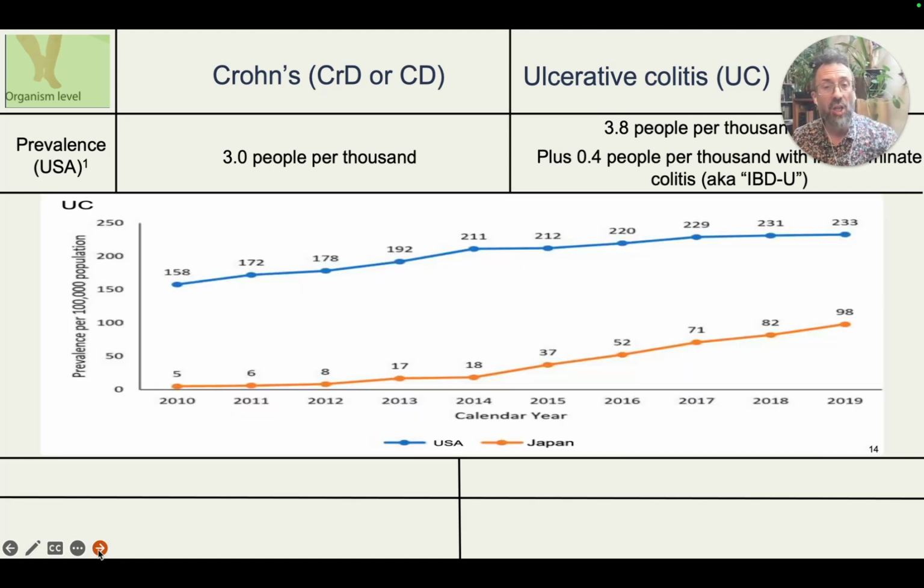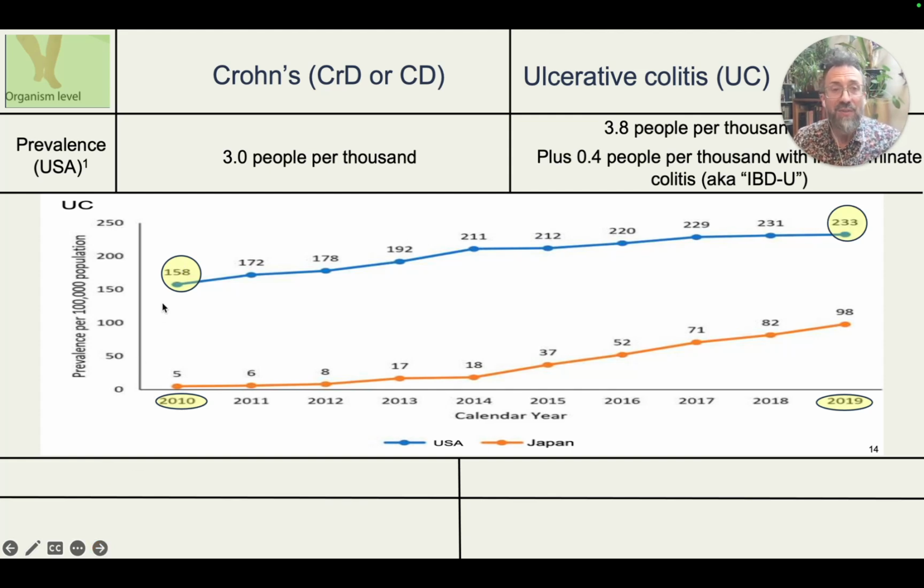So this is a look at the United States and Japan, how prevalence has changed over the course of a decade. So this study looked at IBD prevalence from 2010 to 2019. And the United States in that decade, it went from 158 cases per 100,000 people to 233 cases per 100,000 people.